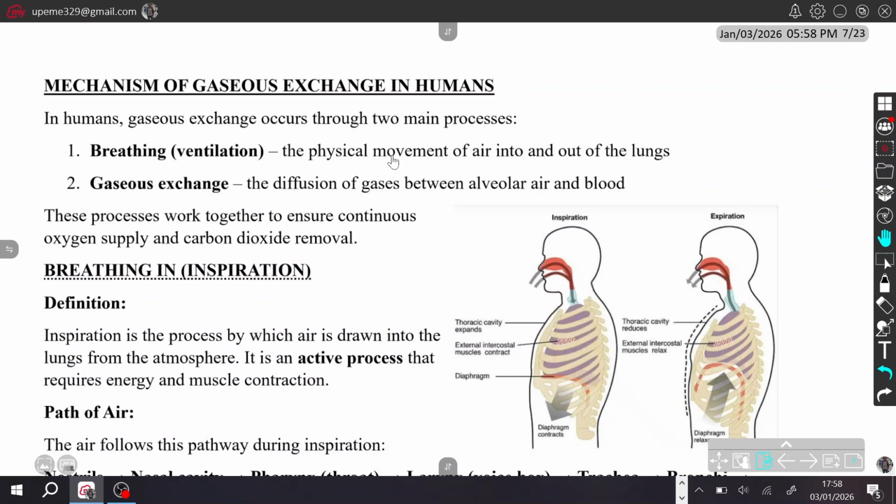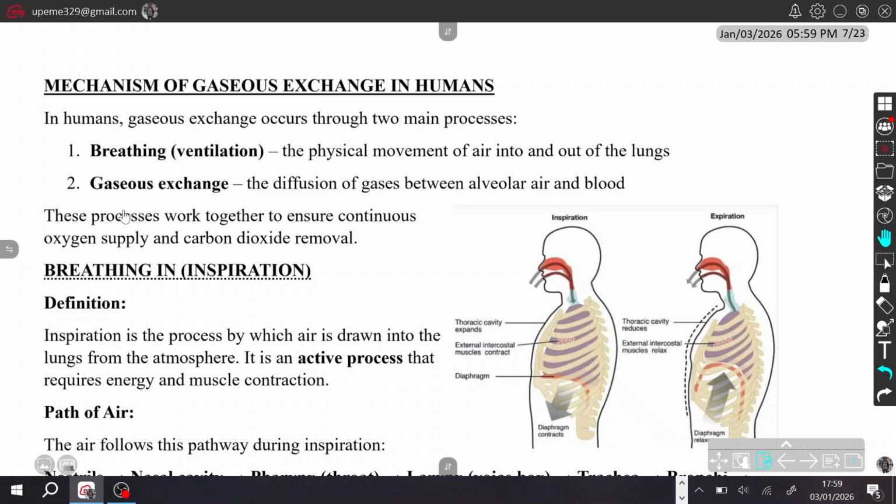So the gaseous exchange of breathing in oxygen into the body and out carbon dioxide from the body occurs through two main processes. Number one, breathing, which is ventilation. Breathing or ventilation is the physical movement of air into and out of the body. That is mechanism number one of gaseous exchange in humans. First of all, breathing, which includes the physical movement of air into and outside of the lungs.